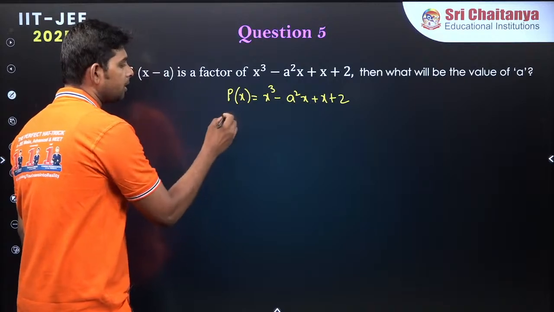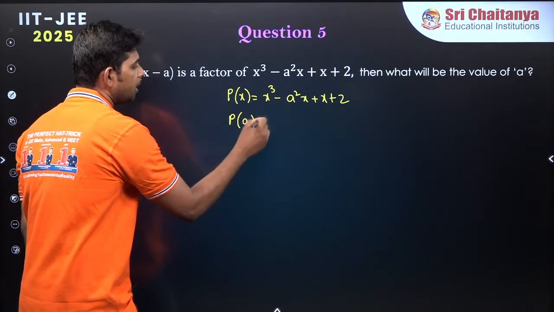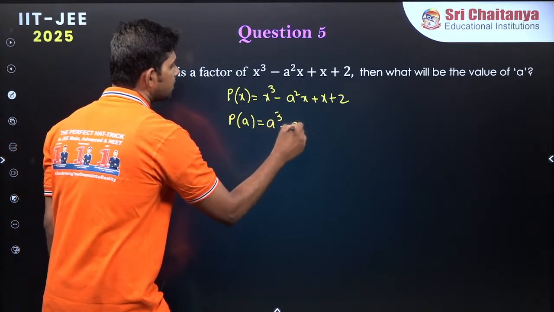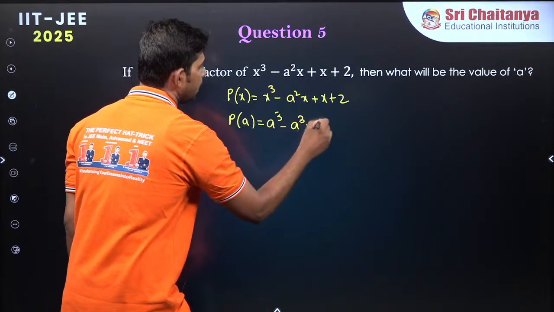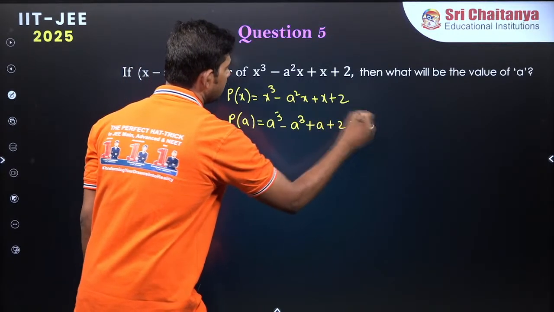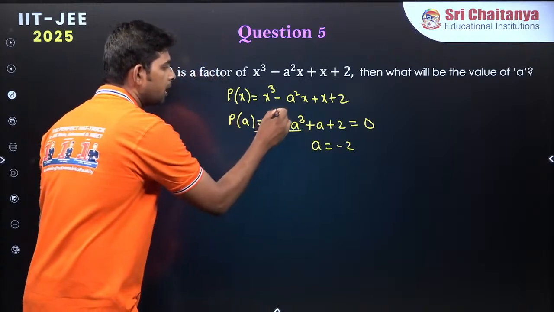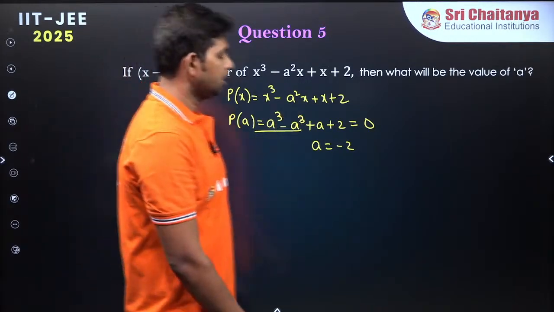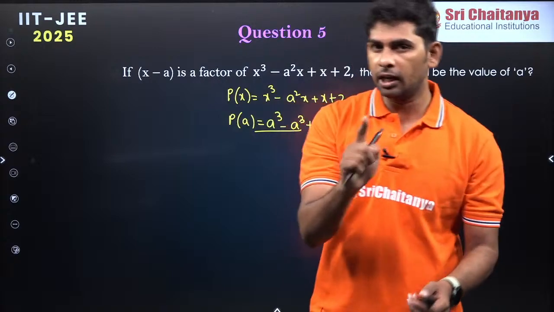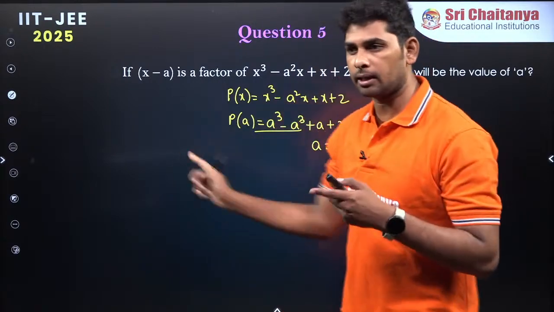So I am also giving the same thing, that P of a, if I am substituting, a cube minus a cube here plus a here plus 2 is equal to, we need to take 0. That means a is equal to minus 2. That is very simple because a cube is getting cancelled here, right? So that is how we are going to get. Definitely you will feel some challenging problems in the next slides here.